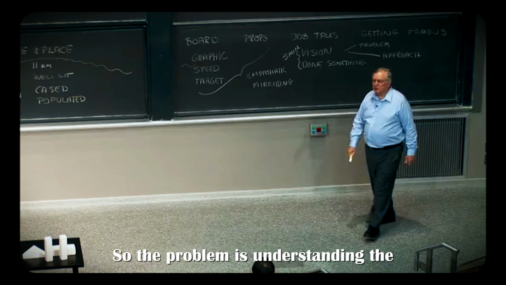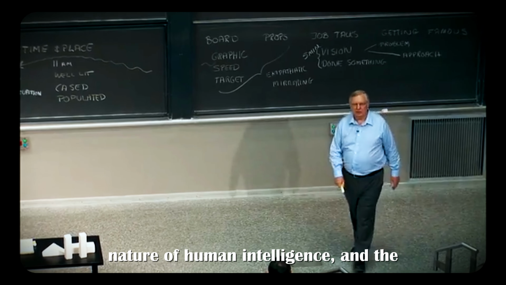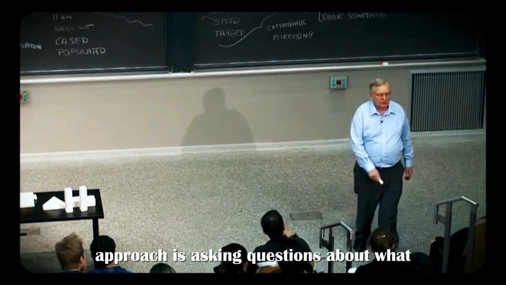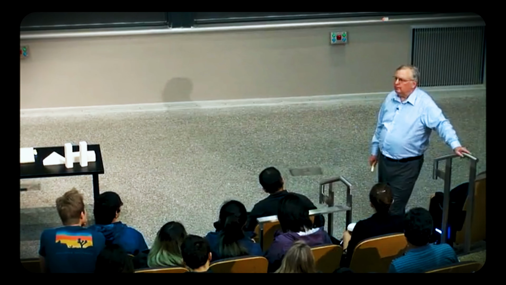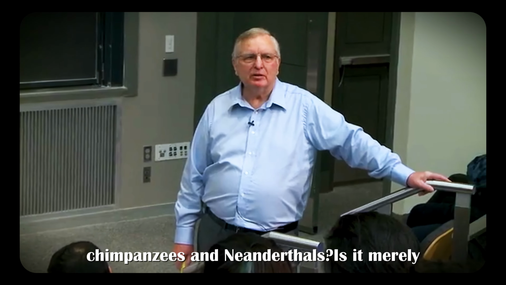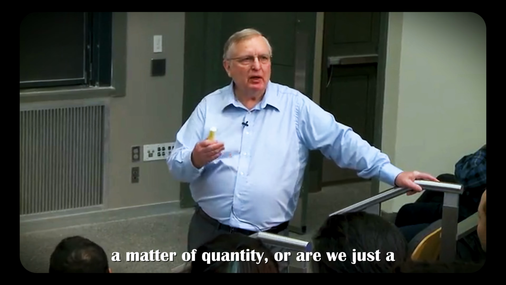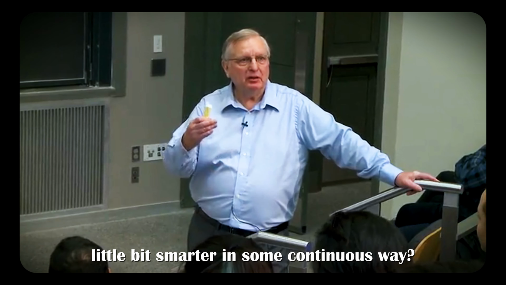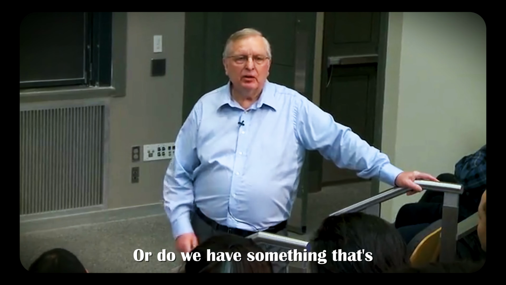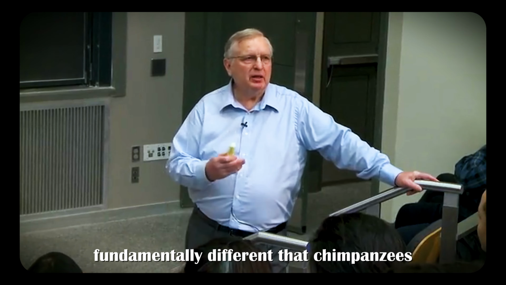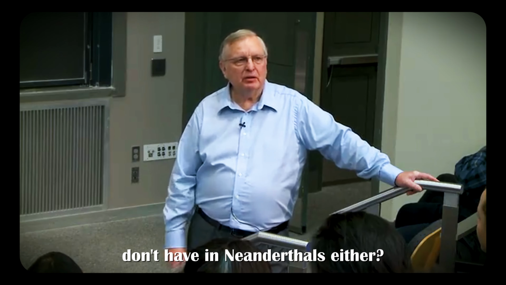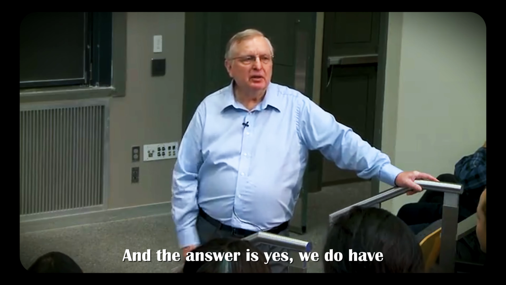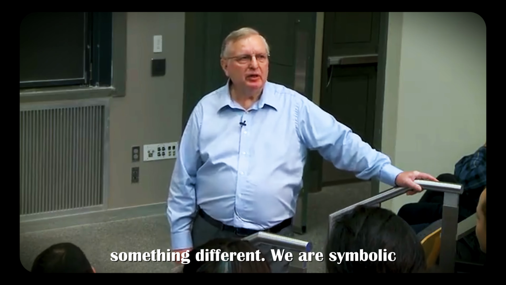So the problem is understanding the nature of human intelligence. And the approach is asking questions about what makes us different from chimpanzees and Neanderthals. Is it merely a matter of quantity, or are we just a little bit smarter in some continuous way? Or do we have something that's fundamentally different that chimpanzees don't have, and Neanderthals either? And the answer is yes, we do have something different.